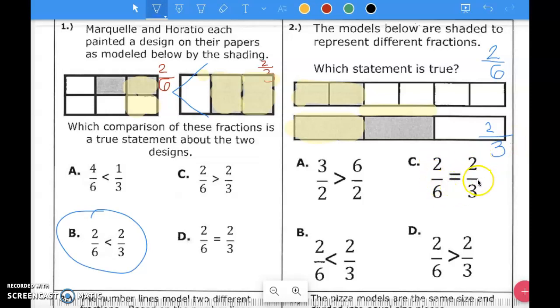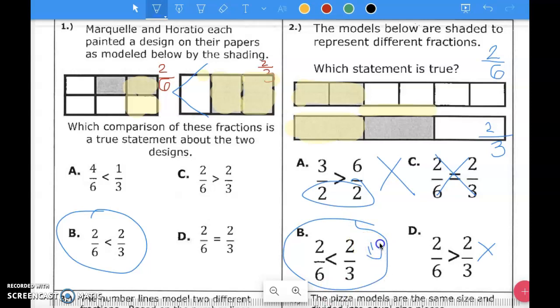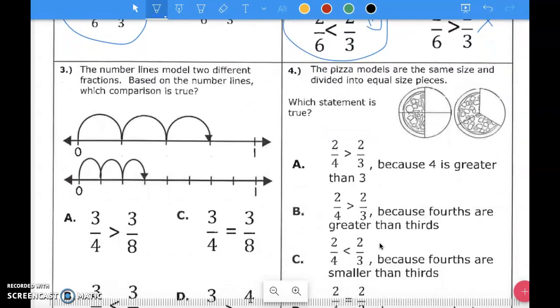2/6 is the same as 2/3. No, they're not the same. 2/6 is greater than 2/3. No, it is not greater. 3/2. Do we have halves, everybody? No. 2/6 is less than 2/3. Yes, this is my correct answer. Happy face. Yay. Okay, let's do the other one.